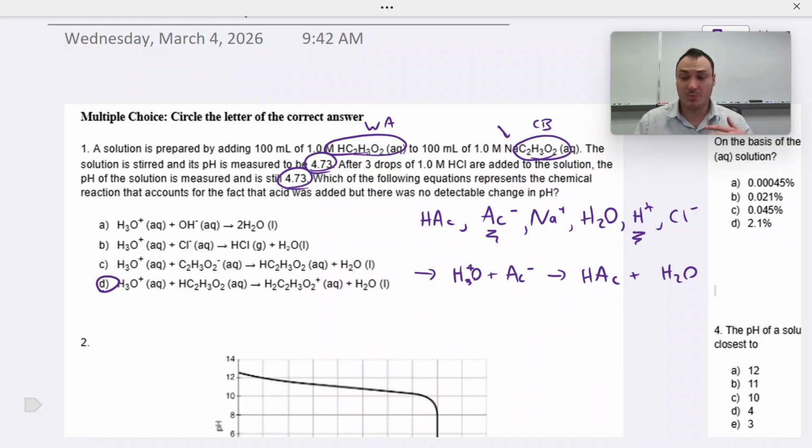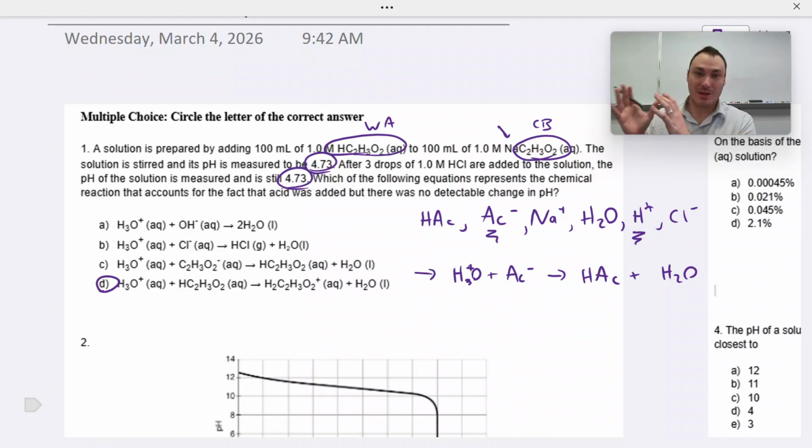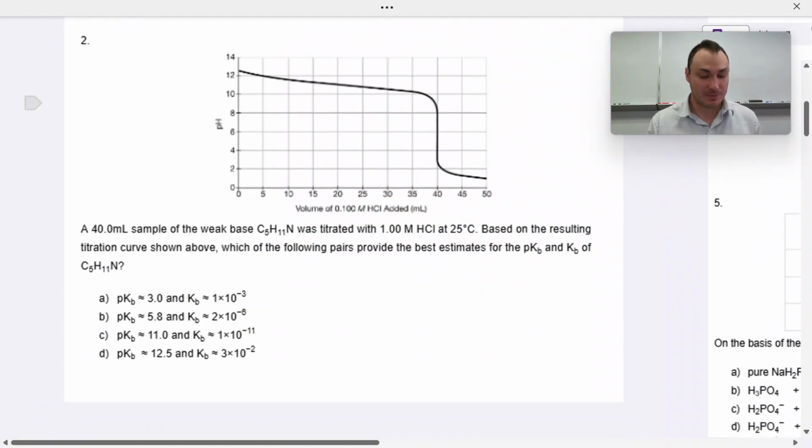Essentially, in simpler terms, a buffer is made out of an acid and its conjugate base. If we add acid, the conjugate base steps up to the plate and reacts that acid away. If we add base, the weak acid steps up to the plate and reacts that base away. And that's how buffers mitigate changes in pH.